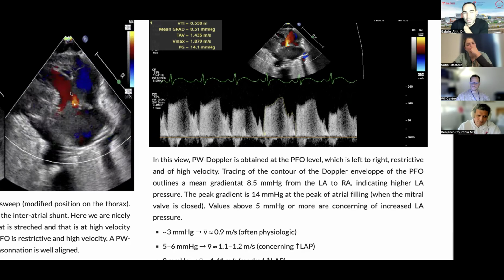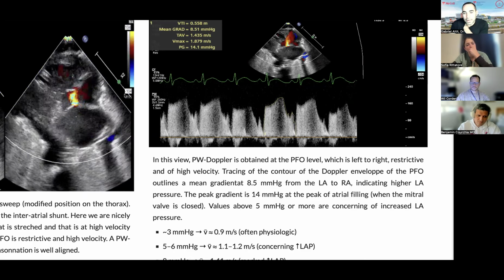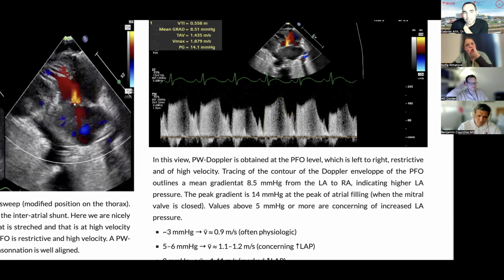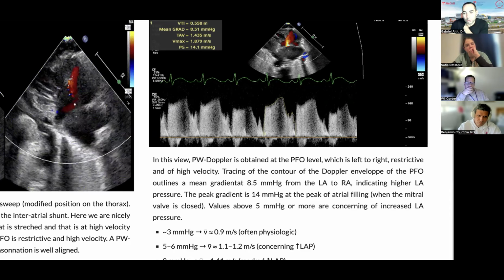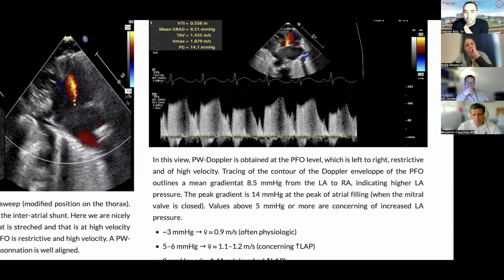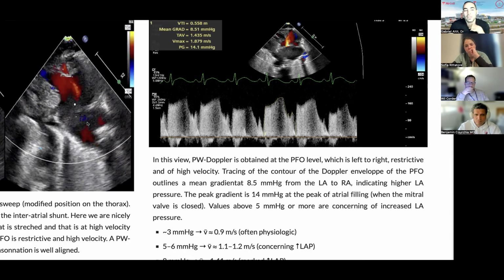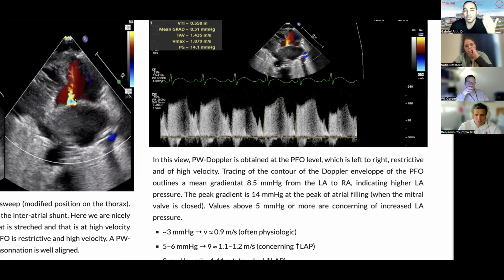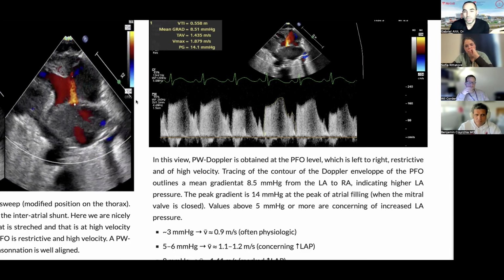And you see almost this flame at a very high Nyquist or high velocity. So that means that whatever is here is higher than 104 centimeters per second. It's quite a high velocity. So it tells me that from the LA to the RA, there's a relatively high velocity restrictive interatrial shunt.